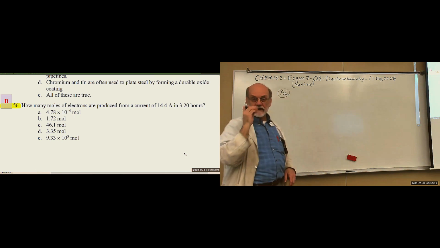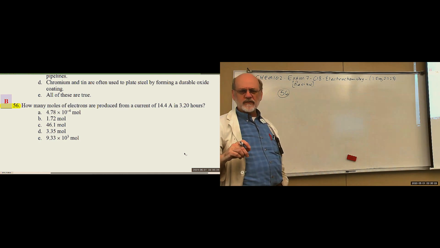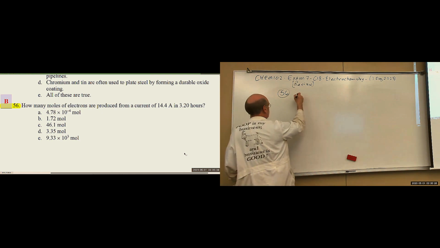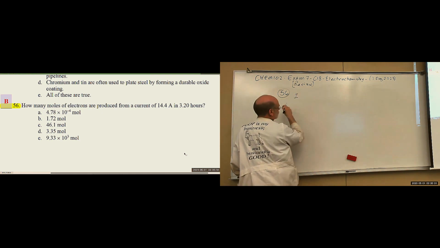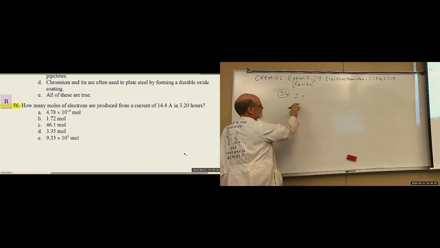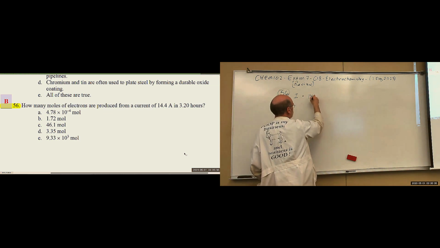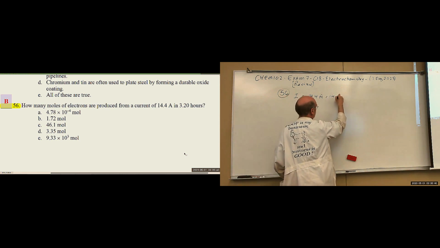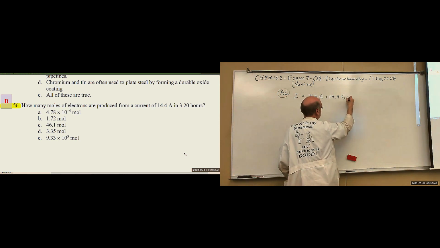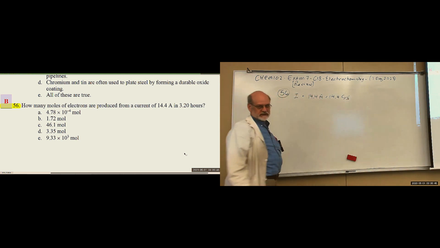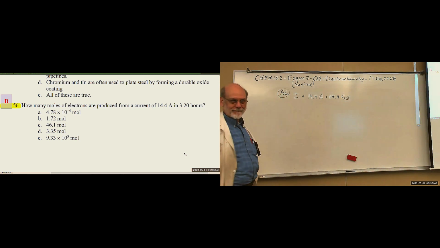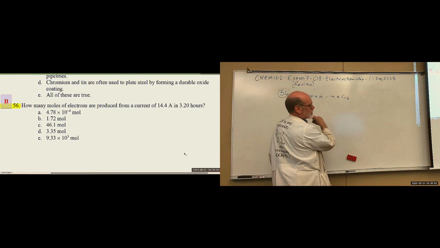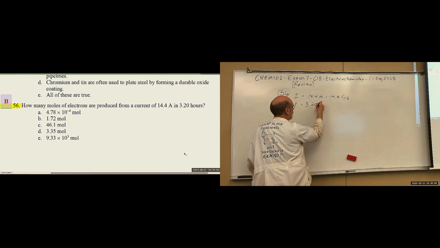We might be able to do the latter today. How many moles of electrons are produced from a current of 14.4 amps in 3.2 hours? And so the current, which we designate as an I, this is from physics, is 14.4 amps, which is equal to 14.4 coulombs per second. That's what that means. And the time is 3.20 hours.